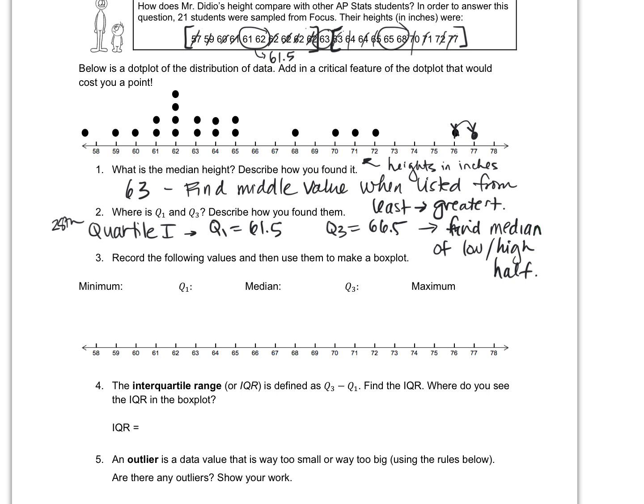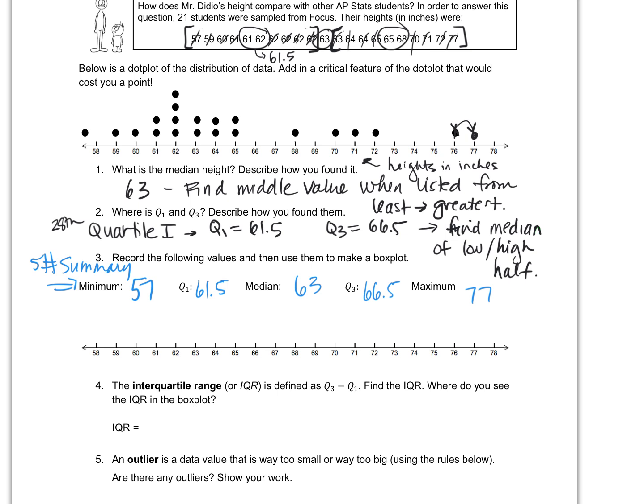Now it says, okay, record the values that we found, and we're going to use those to create a box plot. So what's the minimum? 57. All right, Q1 we found was 61.5. Median, we said, was 63. Q3 was 66.5, and the maximum is 77. So far, so good? This is what we call the five-number summary.